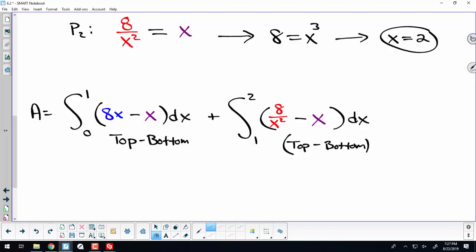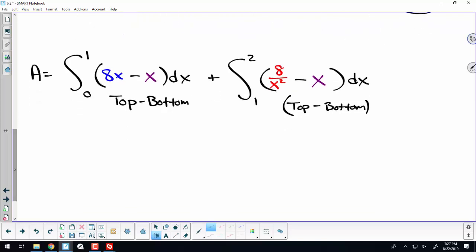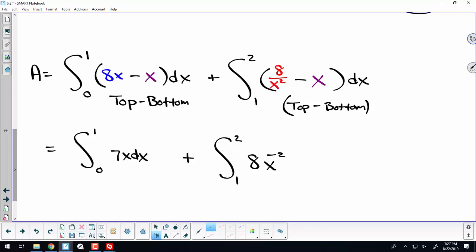Is everyone okay with how we arrived there? All right. We're not going to integrate this all the way, but this is 7x. In preparation to integrate 8 over x squared, as a reminder, those kinds of things, I want to write that as 8x to the negative 2, and then that way we can use the power rule.